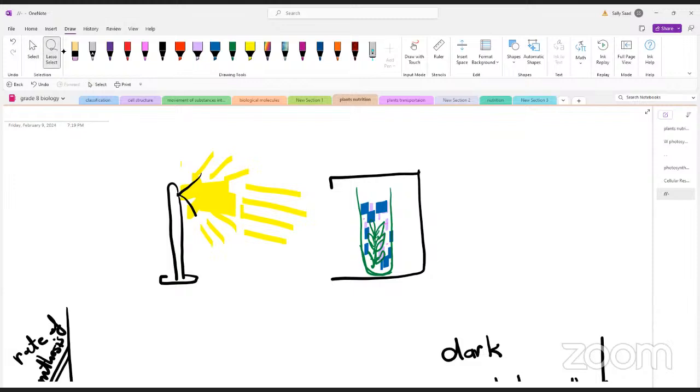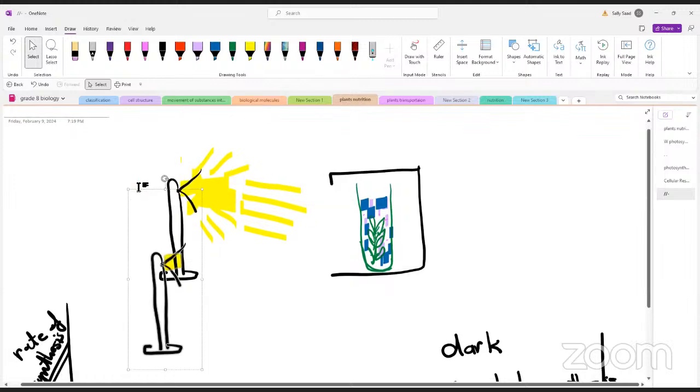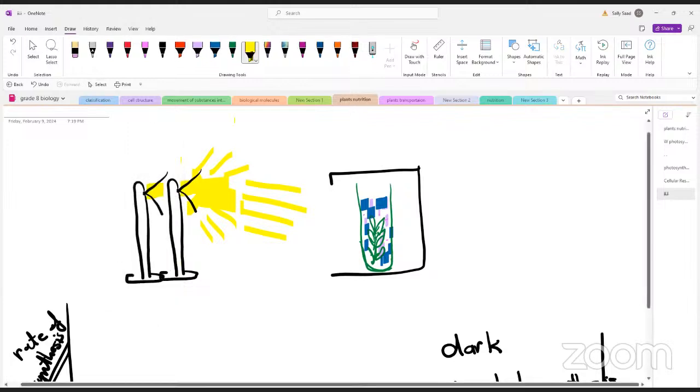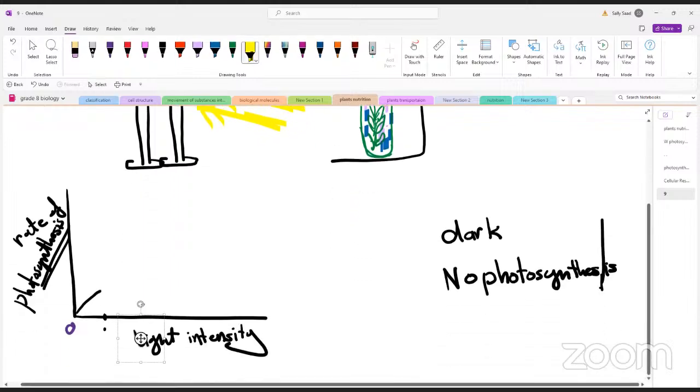I will put one more lamp. When I put one more lamp, it means what? It means more light intensity. There is one more lamp here, so more light is going to the plant. So here the light intensity increased or not? Increased. So there will be more photosynthesis.